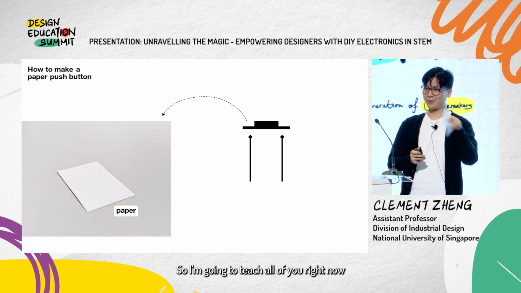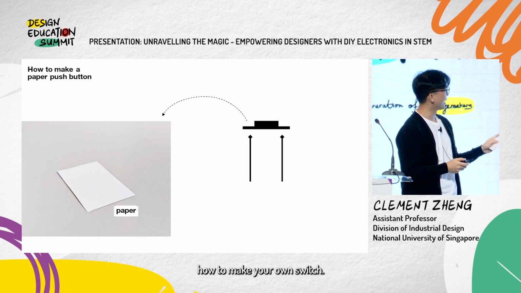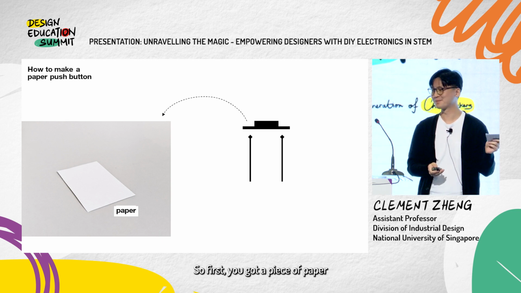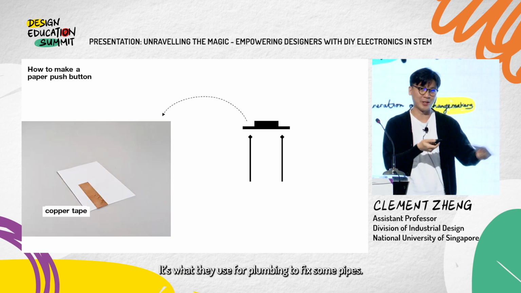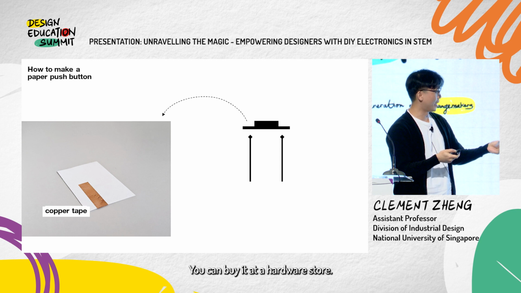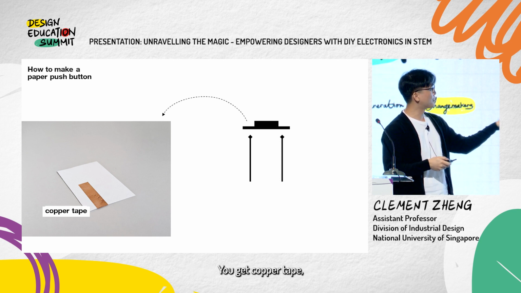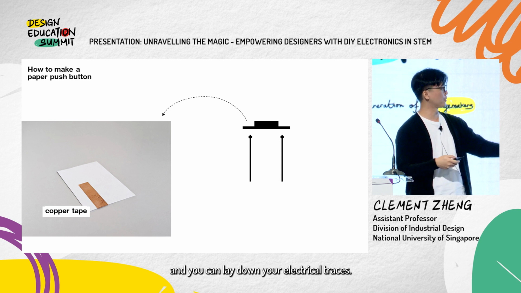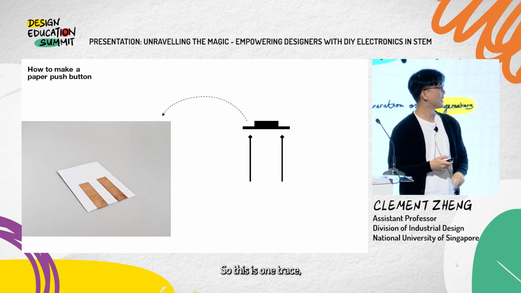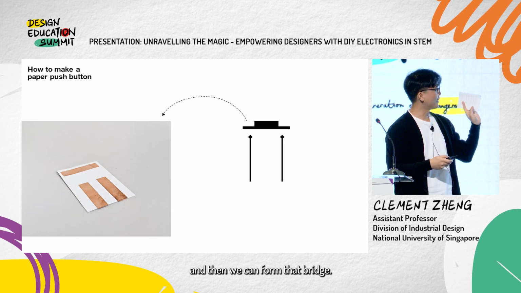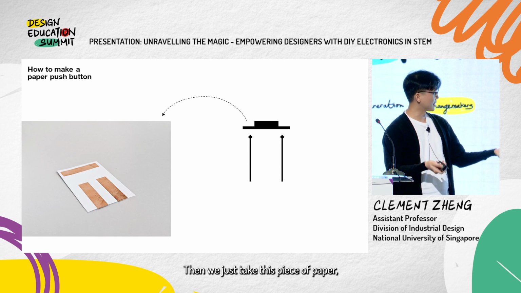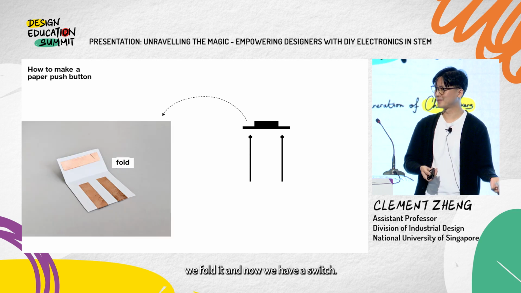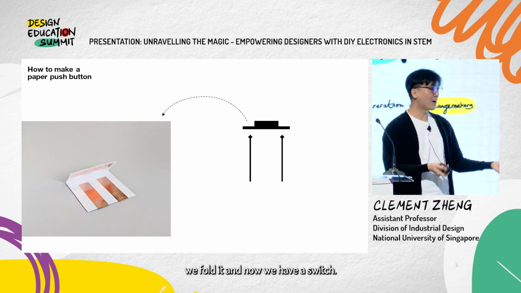So I'm going to teach all of you right now how to make your own switch. First, you grab a piece of paper, and then you get copper tape, which is what they use for plumbing to fix pipes. You can buy it at a hardware store. You lay down your electrical traces. This is one trace, here's another trace, and then we can form that bridge. Then we just take this piece of paper, we fold it, and now we have a switch.